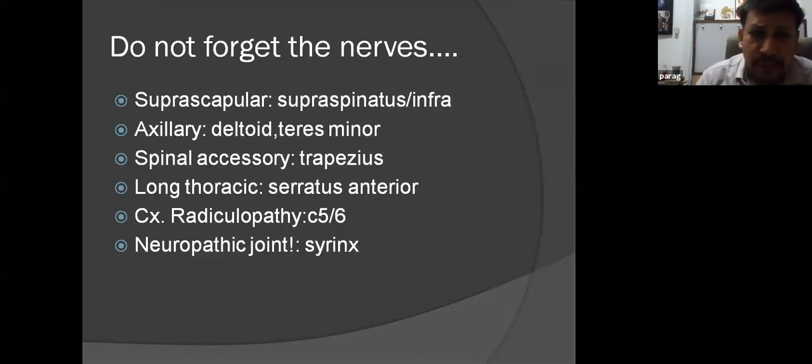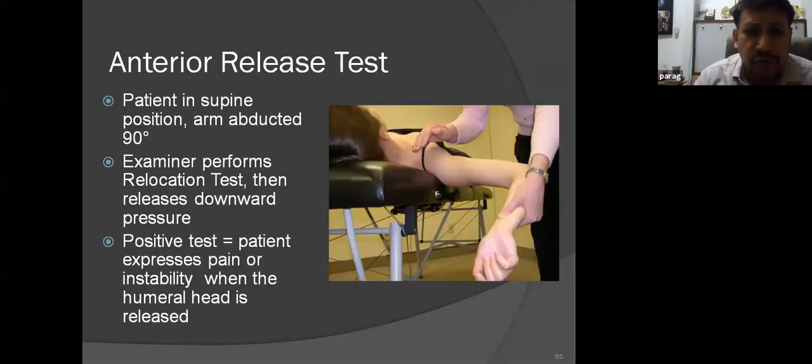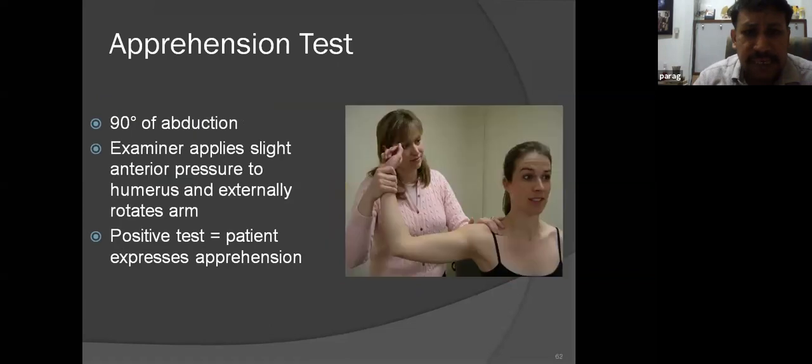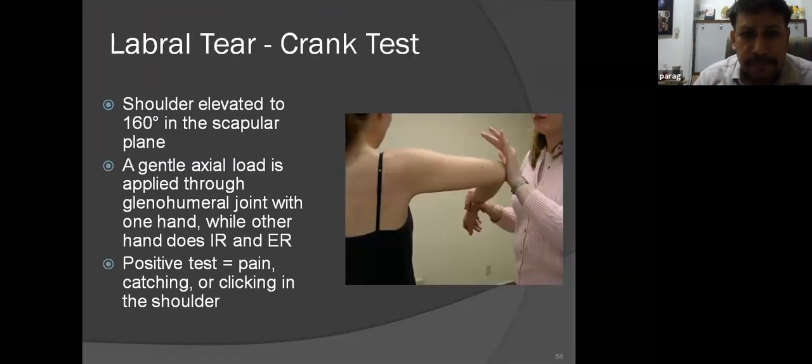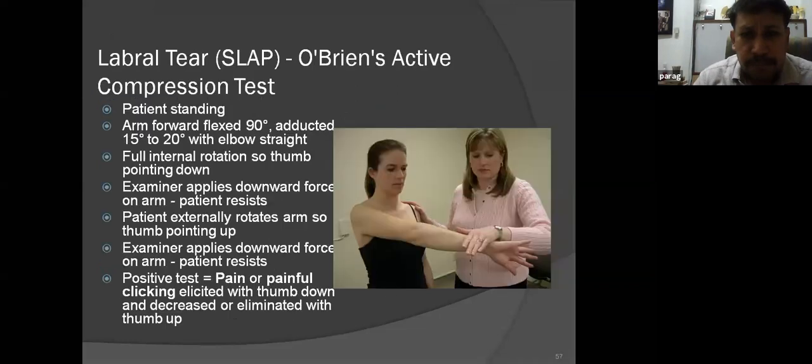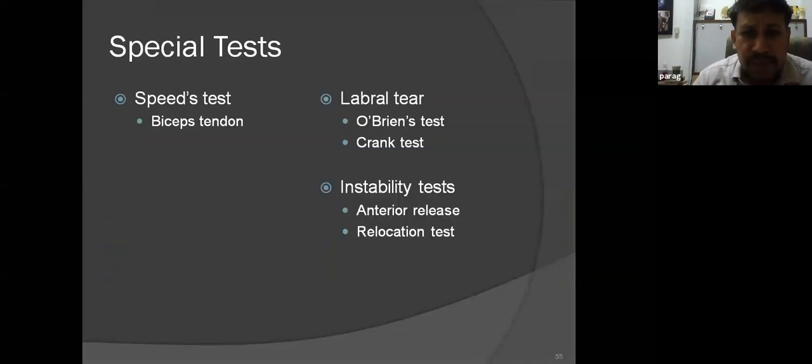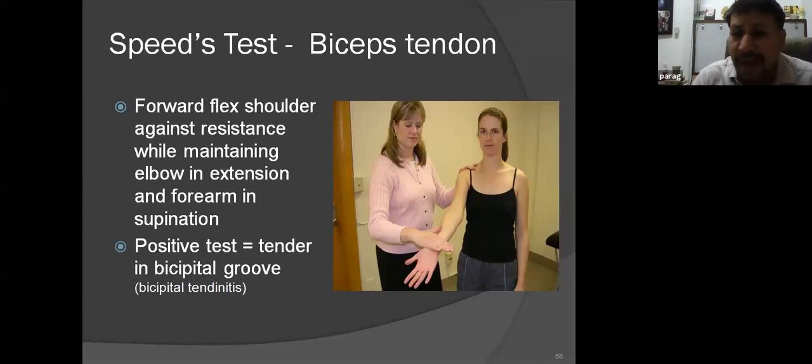Now I'm going to go back to some of the tests here. These are some special tests for the biceps tendon. They may be positive when you have a SLAP tear. Do you know what is a SLAP tear?